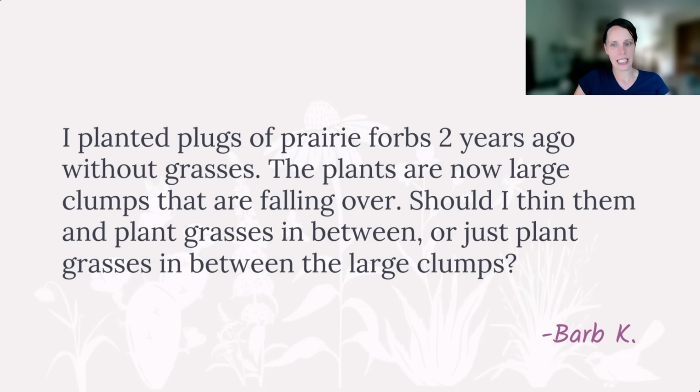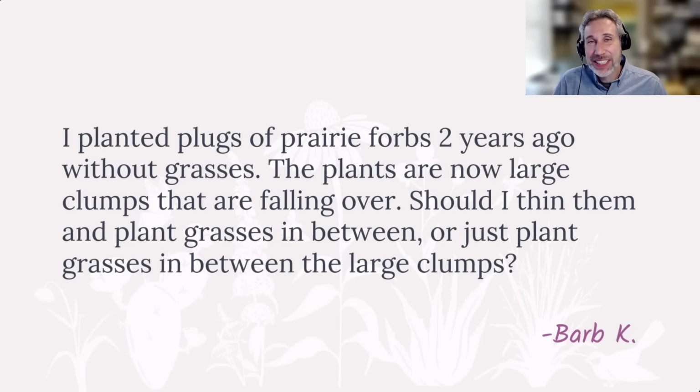So Barb asks next, if her prairie plants are falling over, should she thin them out or plant grasses in between them? Hmm. Again, there's variables here. It's like what species of prairie forbs are there? One of the biggest reasons for forbs that are flopping over, it's not that they don't have buttresses around them, right? Our gardens are not cathedrals. I wish they were, but they're not. It's not that they don't have buttresses supporting them. It's that there's not enough root competition.